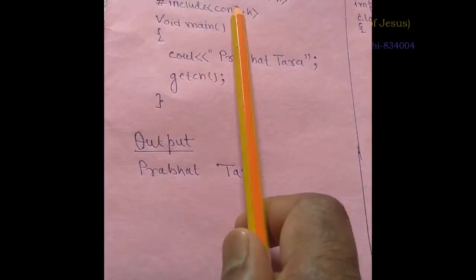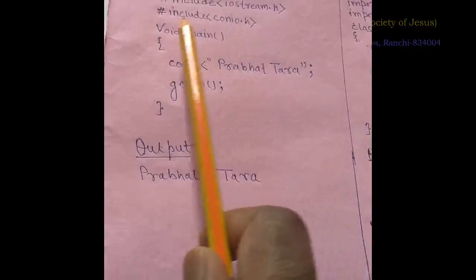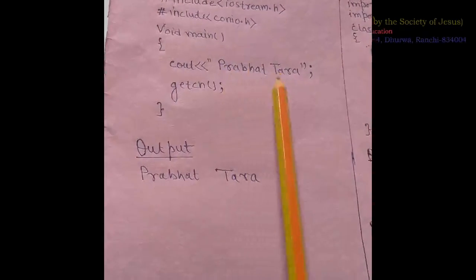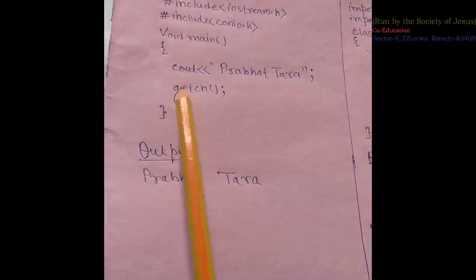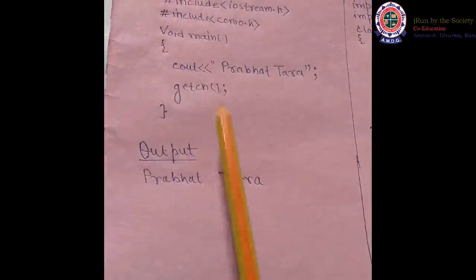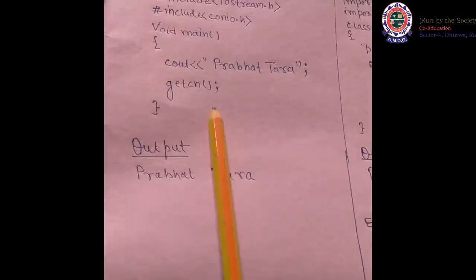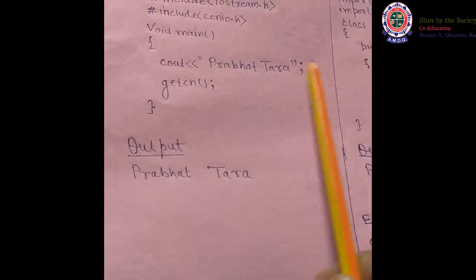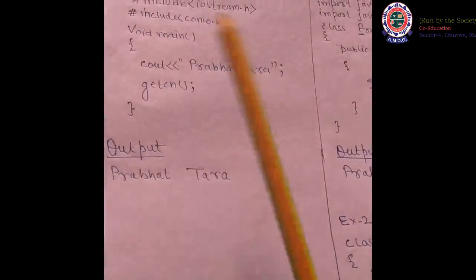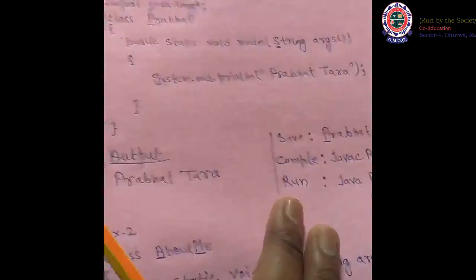#include <iostream.h>, #include <conio.h>, void main, cout, prabhat tara, then getch. When we run this program, we will get the output prabhat tara. The same program will be converted into Java. So let's see how we can convert the C++ program into a Java program.